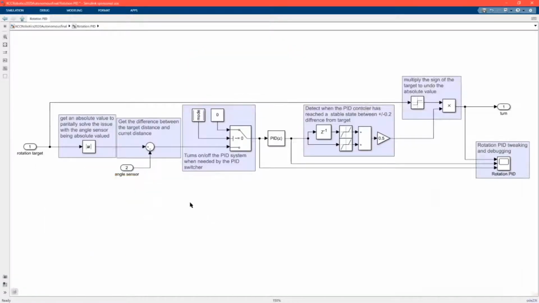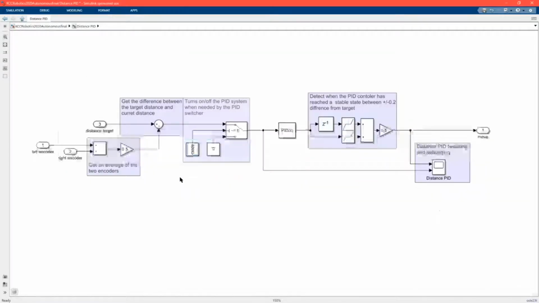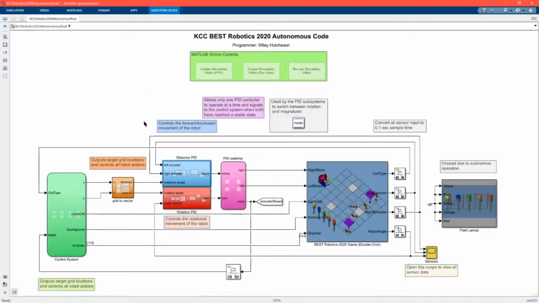Inside the rotation PID controller, it starts by partially correcting an error with the robot angle sensor, then gets the difference and goes through the mode switch, feeding target data to the PID controller. Then, stability at zero is tested and the motor commands are sent off to the PID switcher. Next, the distance PID controller is activated, taking left and right encoder inputs, and just as the rotation PID does, it detects when a stable state has been reached, allowing the control system to move on to the next step.